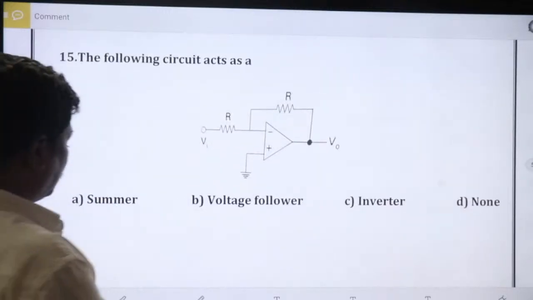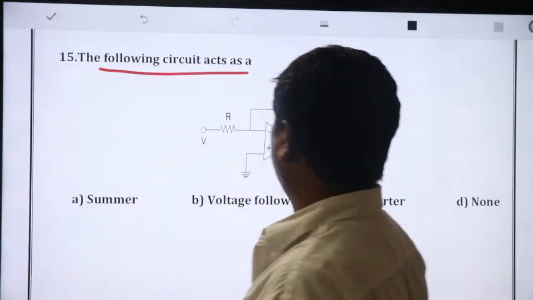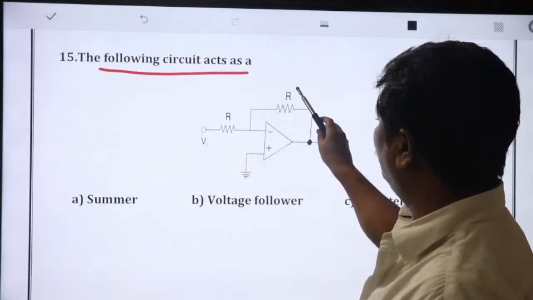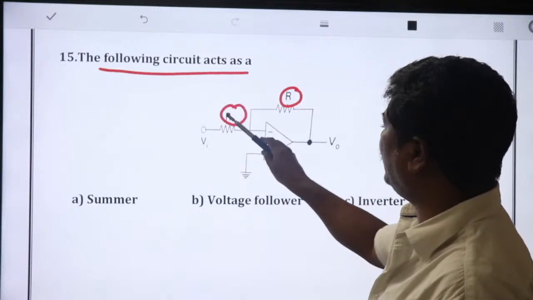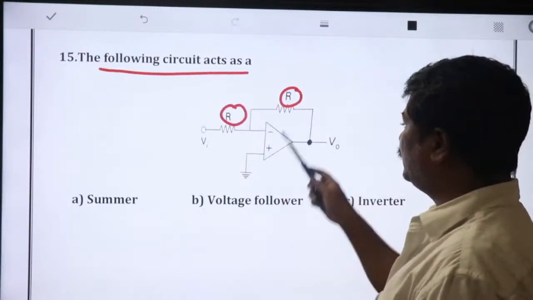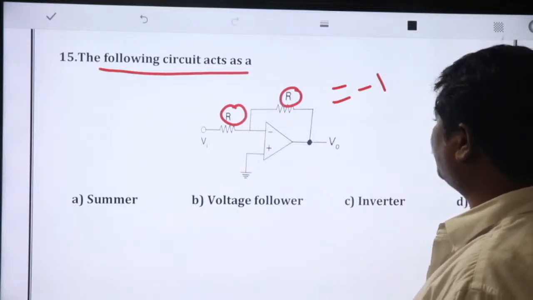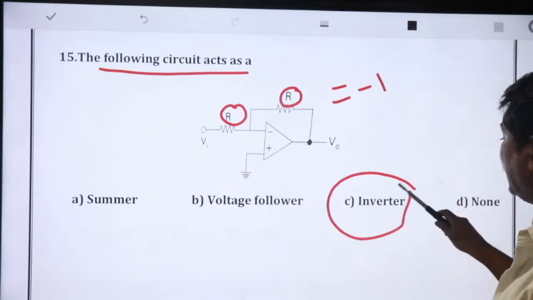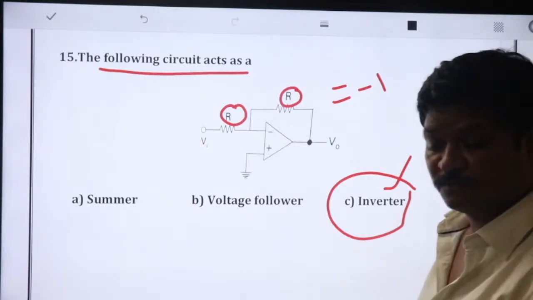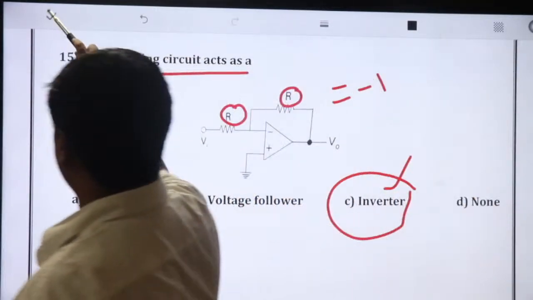What about this? The following circuit acts as a, when R is equal to R, both the values are the same, which means the gain is minus 1. Gain of minus 1 means it acts like an inverter.